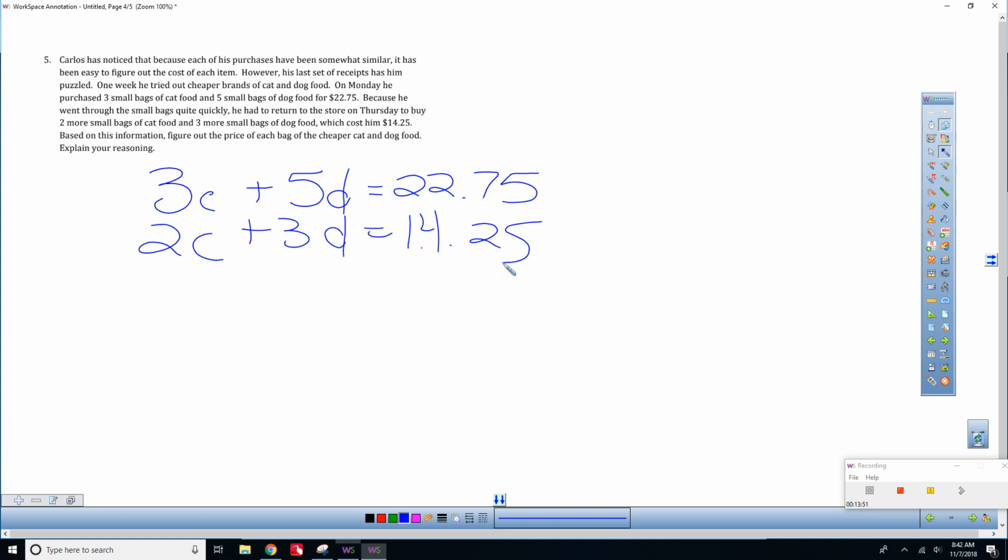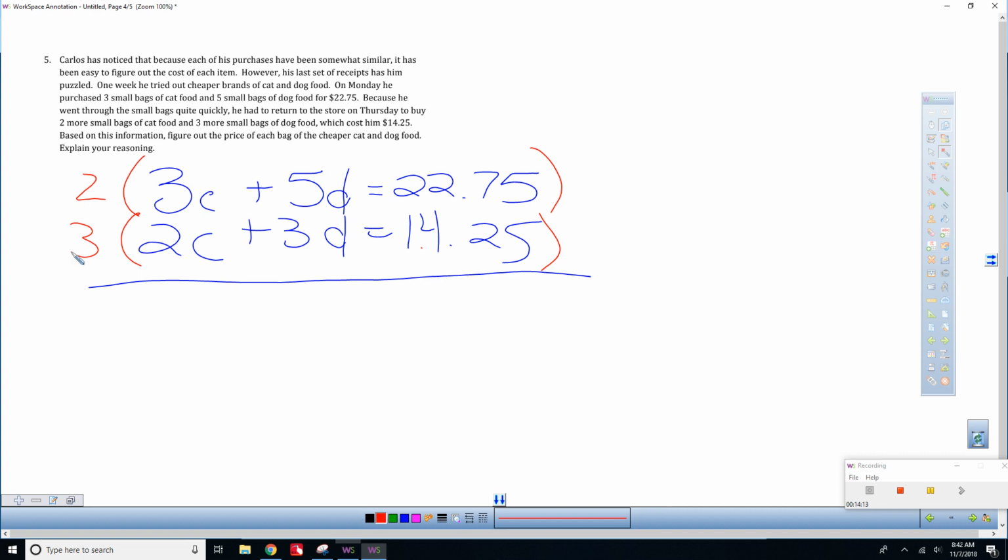Okay, so this one doesn't seem all that different. How about we multiply each one? That's what's different about it. How about we multiply the first one by 2? We're going to multiply this one by 2, and that one by 3. And why did you choose that? Because it's the inverse. What that's going to do is it's going to match these two up. It's going to give us 6C for both, right?